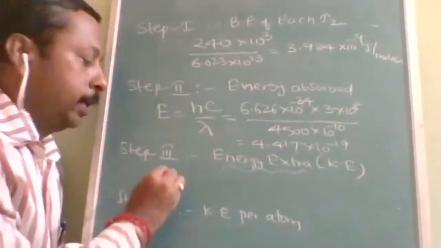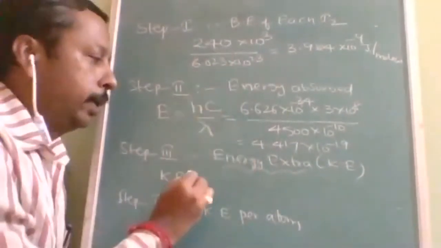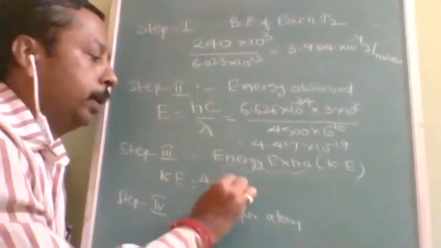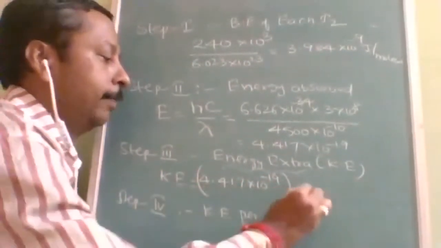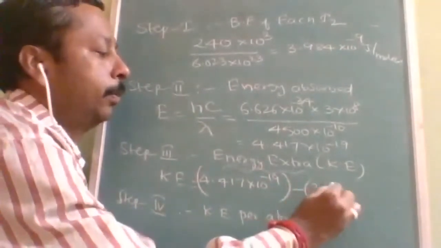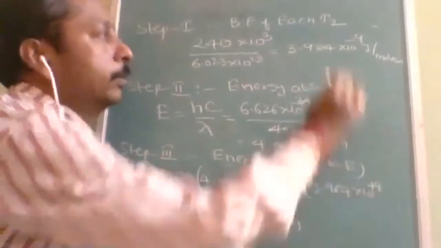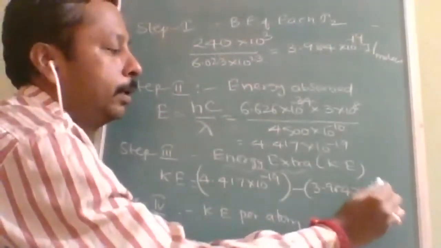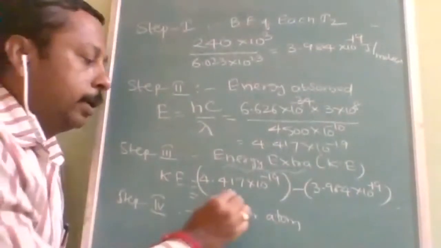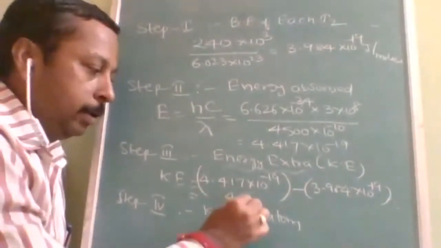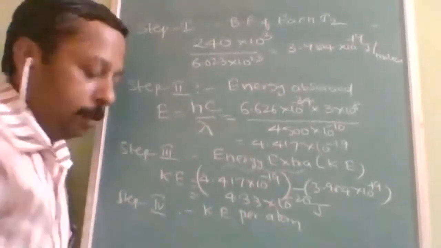So kinetic energy is simply the given energy minus the required energy. So 4.417 into 10 to the power of minus 19 minus 3.984 into 10 to the power of minus 19. Sorry, it is minus 19 and minus 19. On subtracting, I got 4.33 into 10 to the power of minus 20 joules.